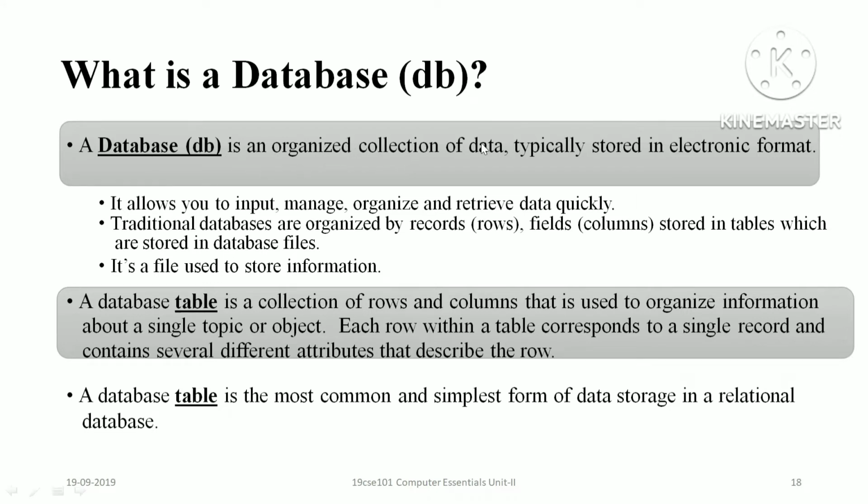Now let's come here. Database is an organized collection of data, typically stored in an electronic format, and it allows you to input, manage, organize, and retrieve data quickly. What I have told in first, that only is described here. Traditional databases are organized by row, that is record, and field, that is column. Field is known as column, and row is known as record, which is stored in a table, and tables are stored in a database. Understood? Database is a file which is used to store information.